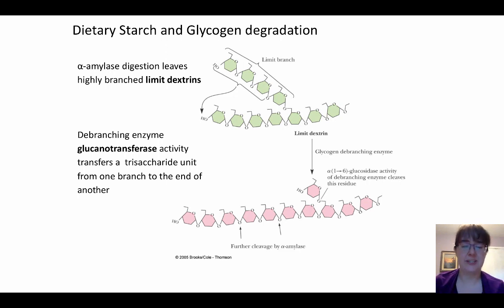Since the amylase digestion leaves those highly branched limit dextrins, this debranching enzyme, which has two activities, is first going to move those three sugars to the end of the chain, which then amylase can keep going on. And that same debranching enzyme has a second activity, which is this alpha-1,6 glucosidase activity. That's going to release that one residue. So the debranching enzyme has both the glucanotransferase activity as well as that alpha-1,6 glucosidase activity. Two different activities, one enzyme. By that way, it is going to release that one single glucose molecule from that branch point and then just move the other set.